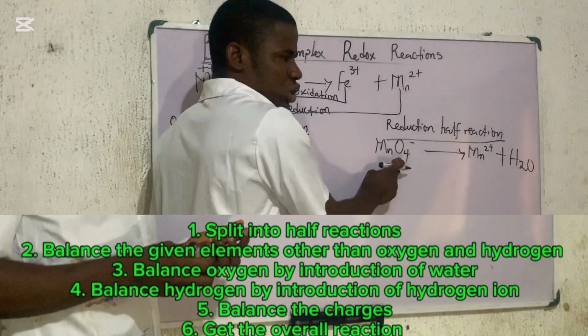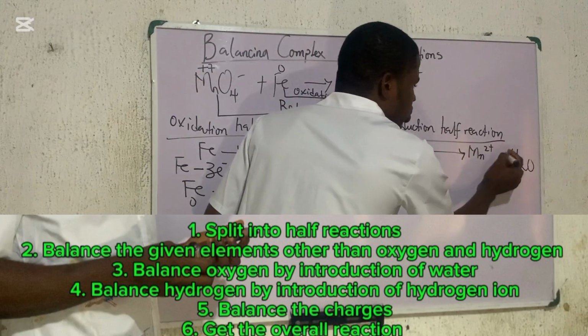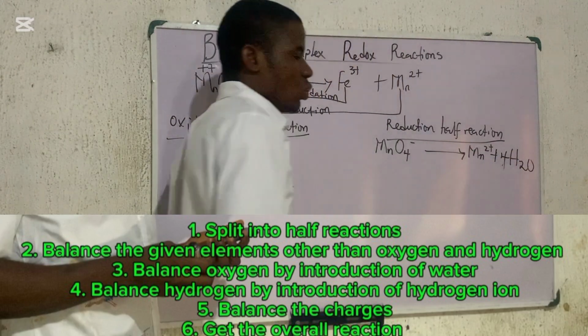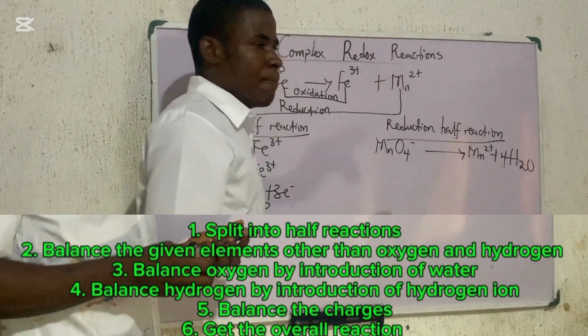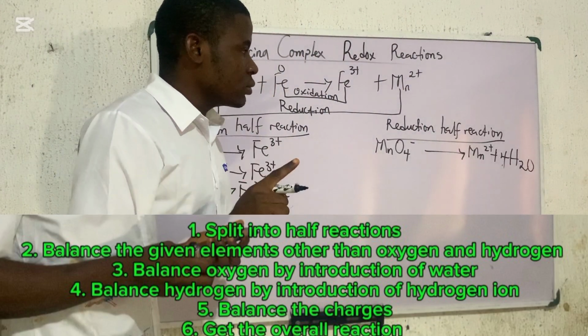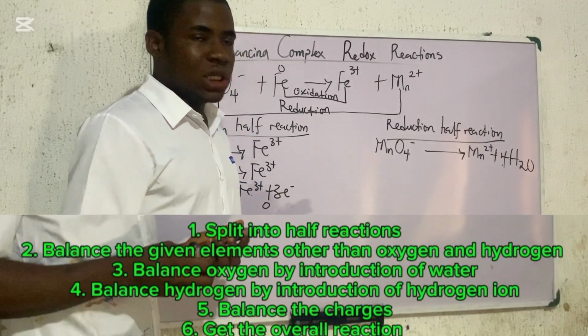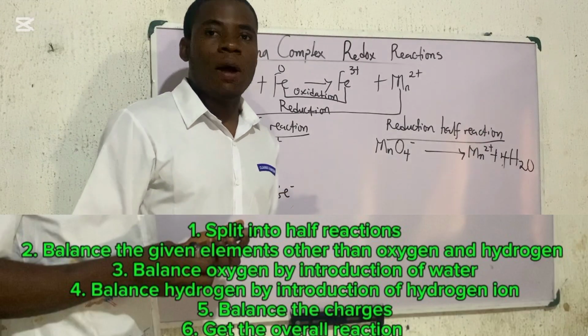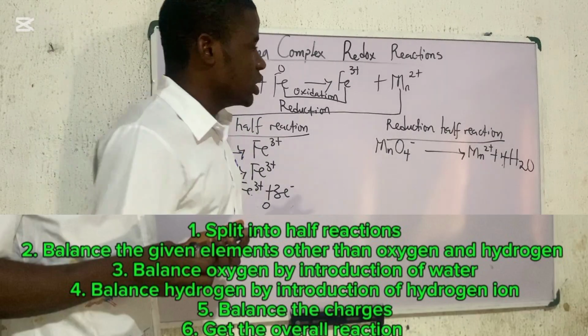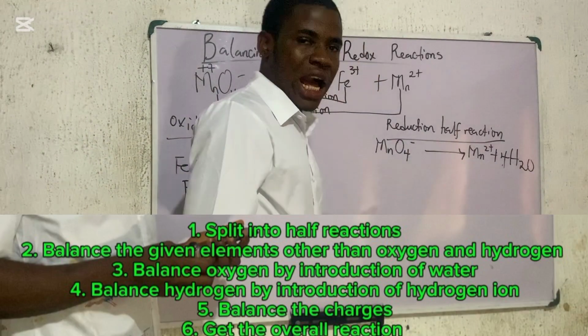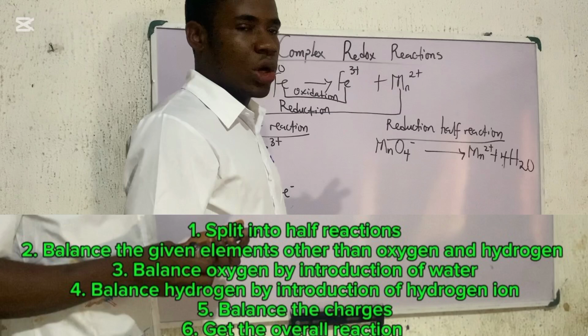I have one. How many atoms of oxygen do I have here? I have four. It's not balanced, so I have to introduce 4 H2O. So oxygen is balanced, 4 times that one. Oxygen is balanced. But when I introduced oxygen, hydrogen came in, right? So the next step, which is step 4, says balance hydrogen by introducing hydrogen ion. So since I have hydrogen on the right, I have to introduce hydrogen ion on the left.